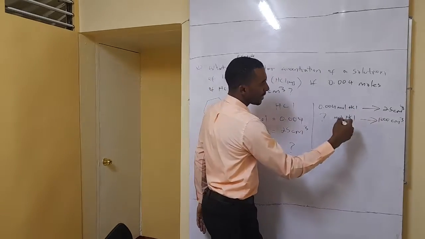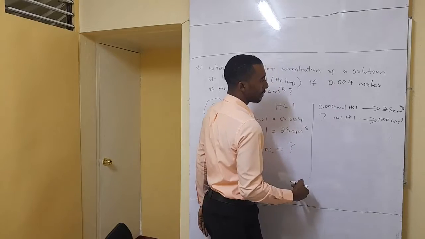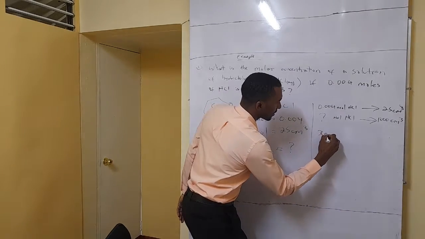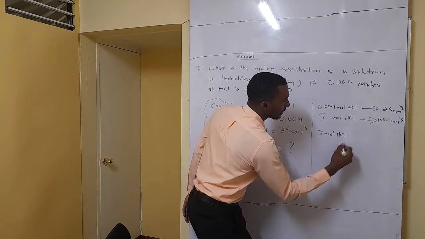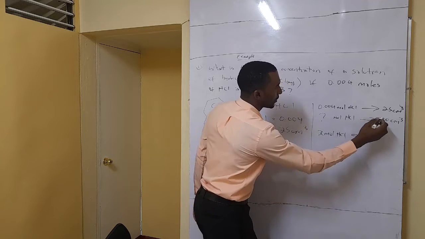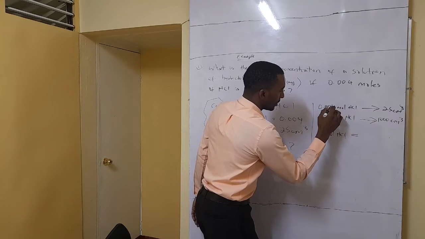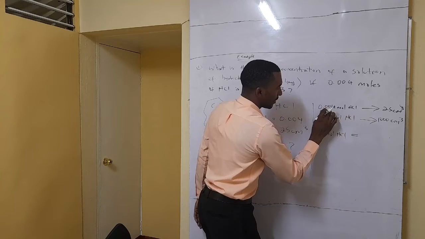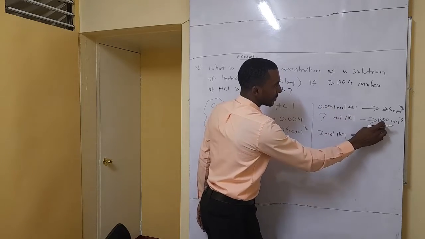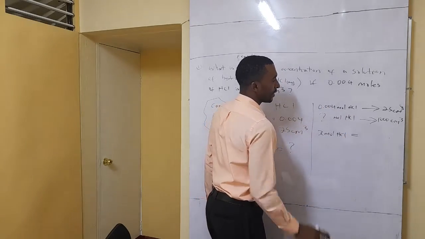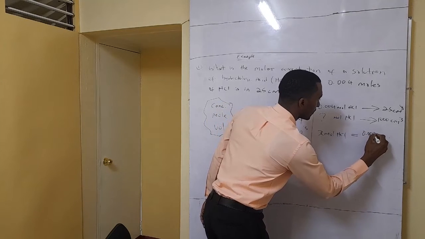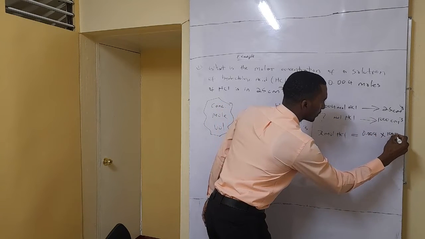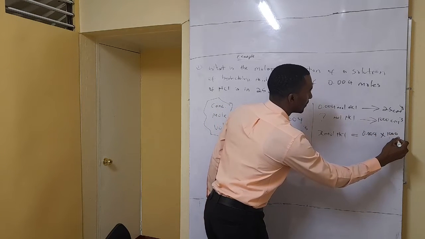So it simply means that if we cross multiply here, then x moles of HCl is equal to 0.004 moles times 1000 divided by 25. Make sure you're not dividing the 25 by 1000.